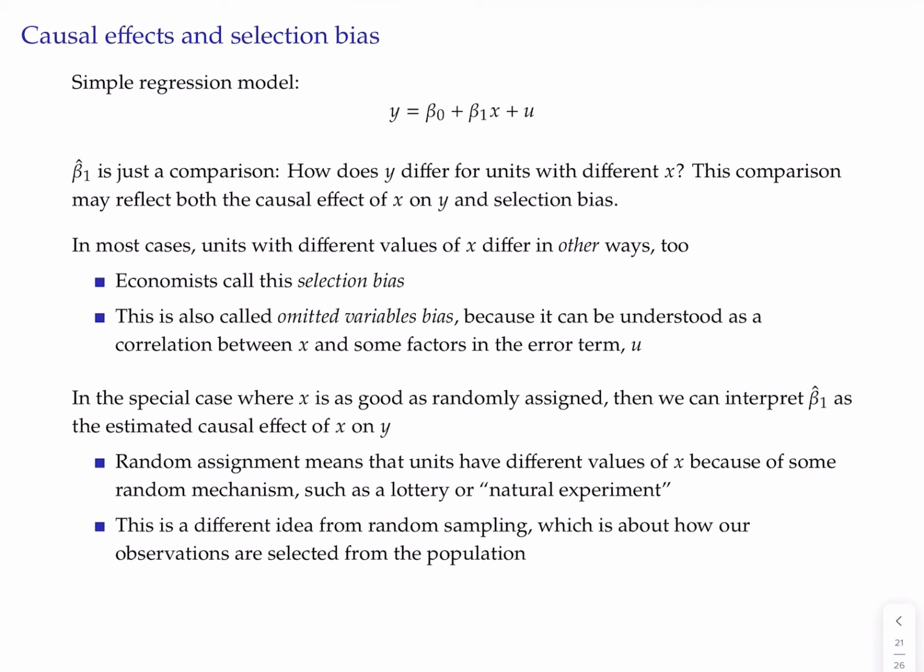And last thing before we end here, just keep in mind that this idea of random assignment of x is a different idea from random sampling, which we'll talk about later on as well. Random sampling is about how our observations are selected from the population. Random assignment is how different observations come to have those different values of x, such as different values of education.